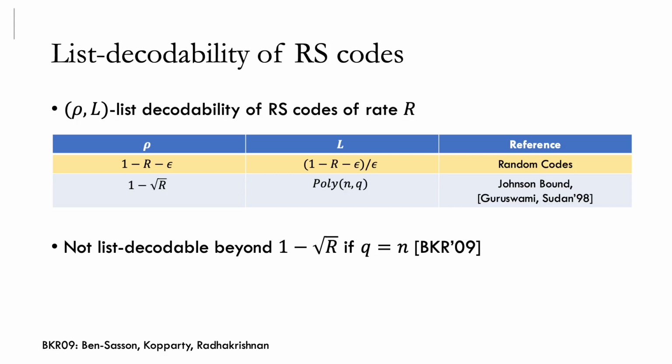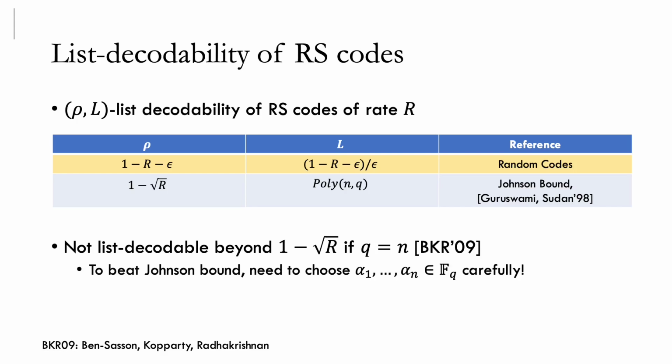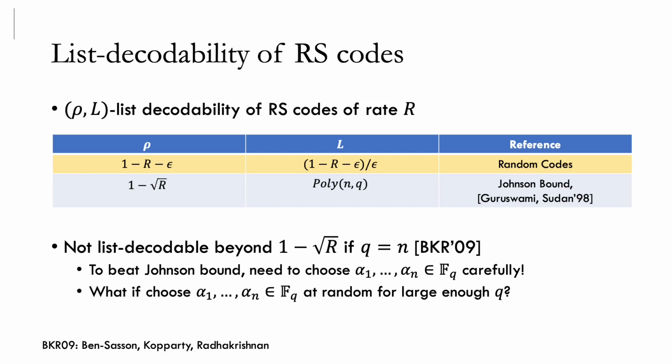Conversely, it's known for specific Reed-Solomon codes that they are not decodable beyond a radius of 1 minus square root of r if the field size is itself equal to the number of generators. Thus, if one seeks to beat the Johnson bound, one needs to be careful in the choice of alpha 1 through alpha n. In particular, we seek to understand when alpha 1 through alpha n are chosen uniformly at random from this field for a large enough field size.